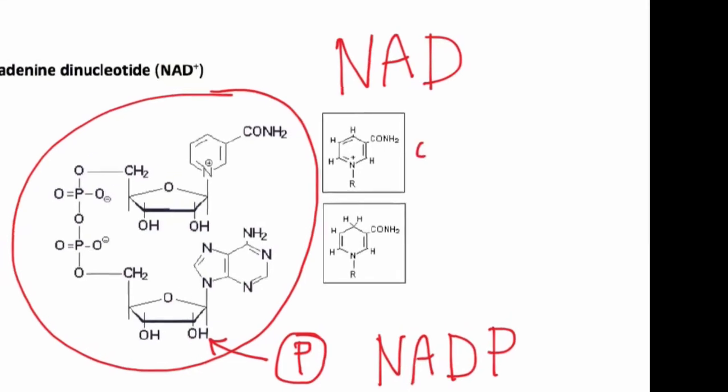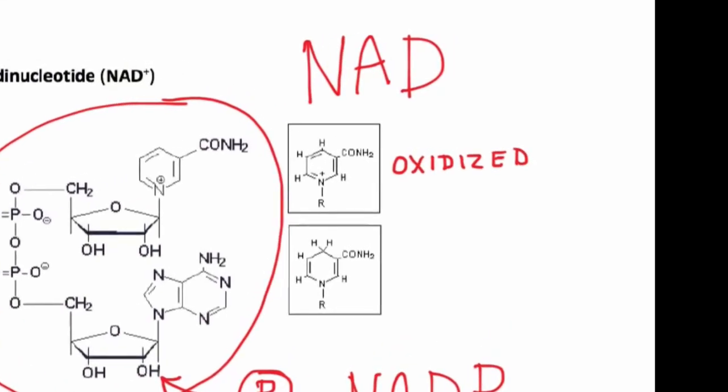The ring shown here is in the oxidized form. In other words, it is without added electrons, and shown here in the reduced form.